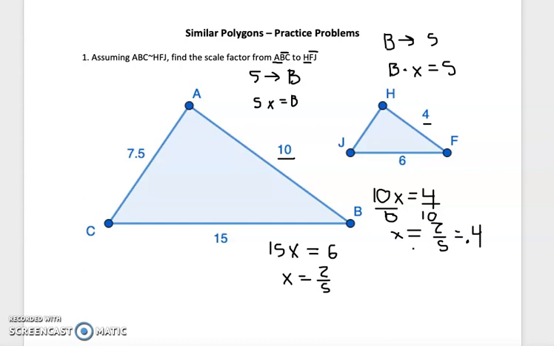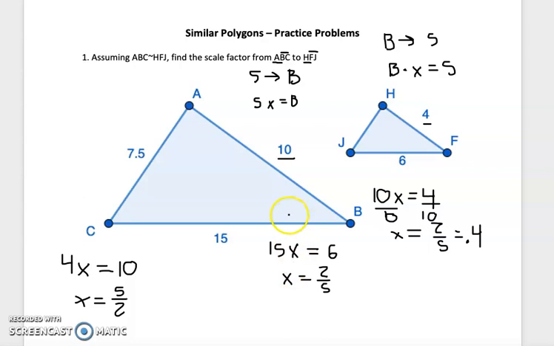Now, if it had asked us to go from HFJ to ABC, then we would have used this other equation. Let's say we were going to use these two sides, then we would have 4 times x equals 10, and then if we divide both sides by 4, we end up getting x equals 5 over 2. So we see that we end up getting a different ratio when we go from the other direction. Though it is handy that it is the reciprocal, not the negative reciprocal, but just the reciprocal of the previous relationship. That can help us get a better idea of what our relationships are between the shapes.